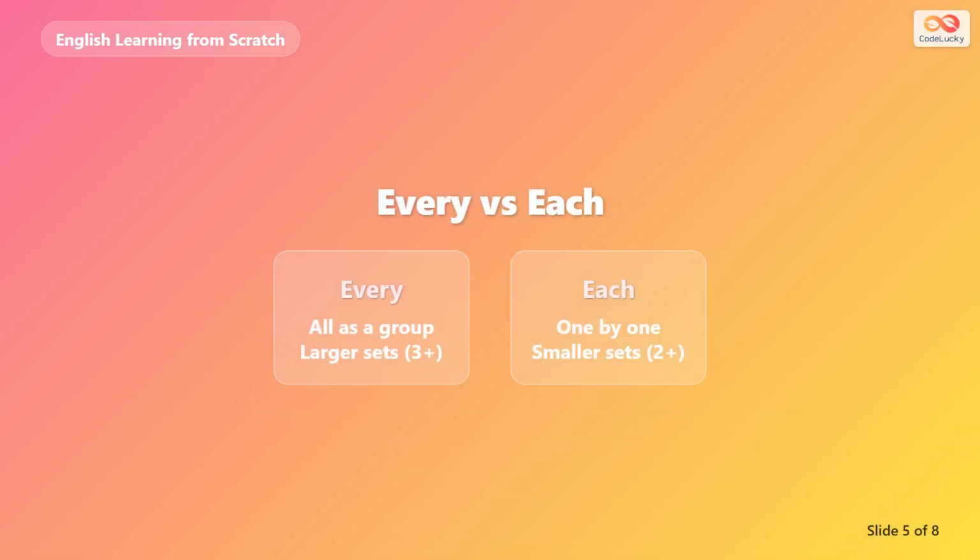Every and each are similar but used differently. Every refers to all members of a larger group, often more than two. Each is used for smaller groups and means one by one. Every looks at the group as a whole, while each focuses on individual items within the group.